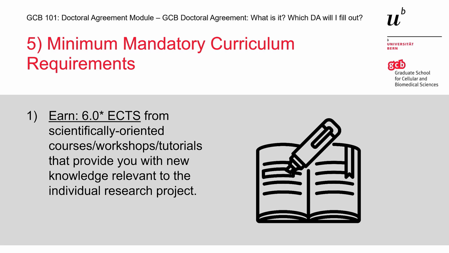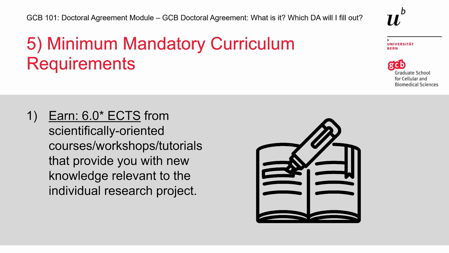Step 5. Minimum mandatory curriculum requirements. Minimum is the lowest number of ECTS you must earn. You are encouraged to supplement the mandatory ECTS with additional non-mandatory ECTS. Number 1. Earn at least 6 ECTS from scientifically oriented courses, workshops, or tutorials that provide the candidate with new knowledge relevant to the individual research project. This is the minimum requirement for all PhD candidates.